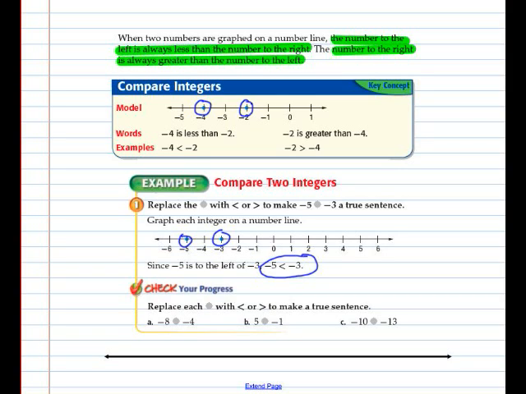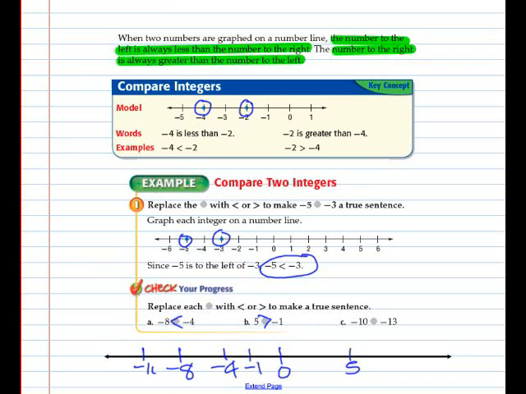In example A, it says replace the circle with greater than or less than. Negative 8 would be about here on the number line. Negative 4 approximately here. Because negative 8 is to the left on the number line, it is less than negative 4. 5 is to the right of 0. Negative 1 here to the left of 0. Because 5 is to the right of negative 1, it is greater than negative 1.